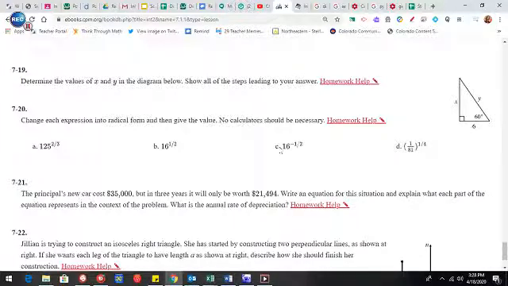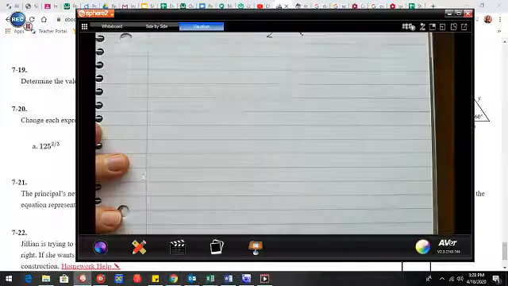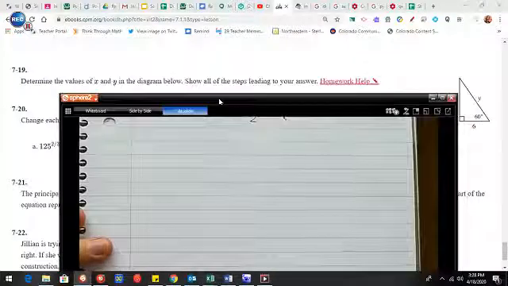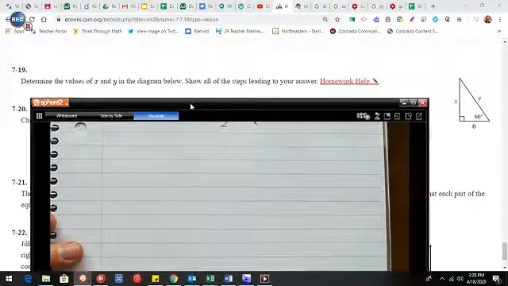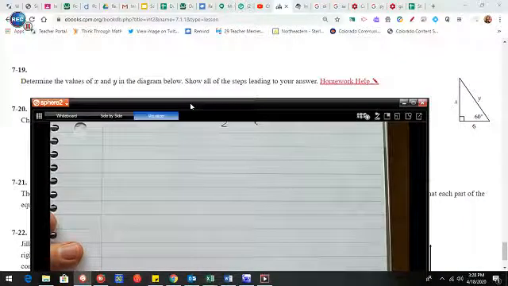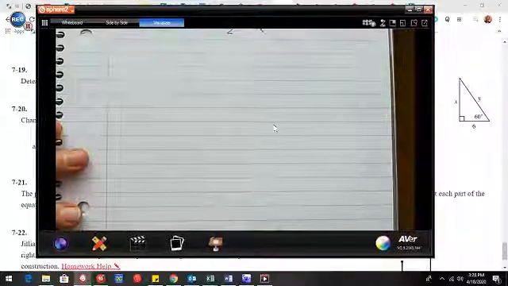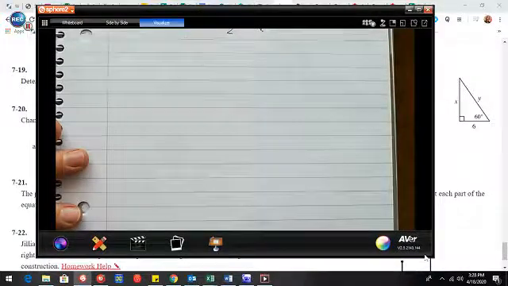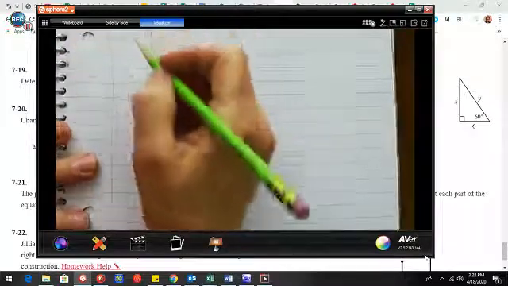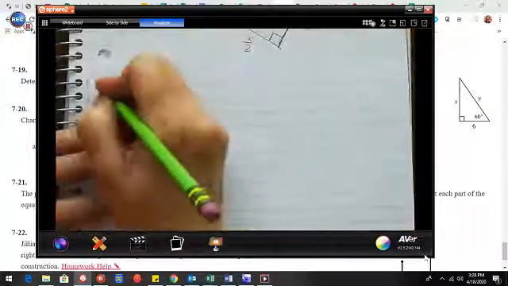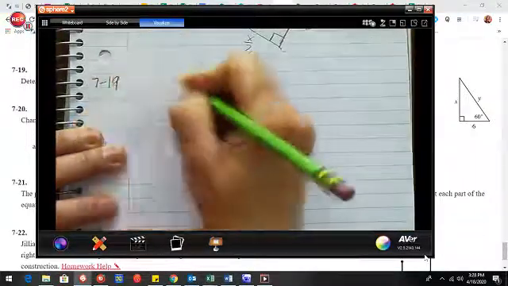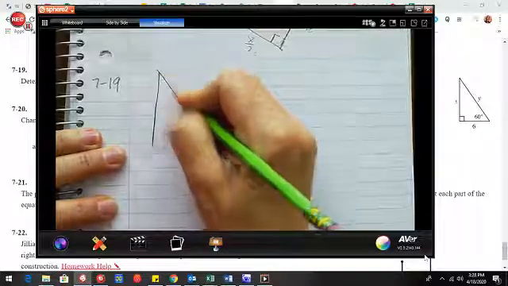For 7-19, we're just going to continue with a little bit of review of things that we have learned. It says to determine the values of x and y in this diagram. So it's a 30, 60, 90 triangle, and yes, I do want you to draw the triangle.